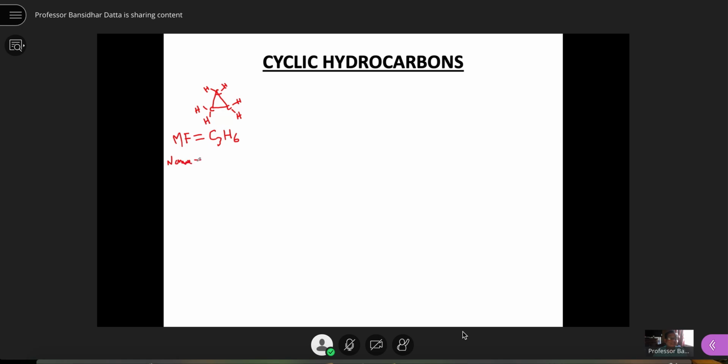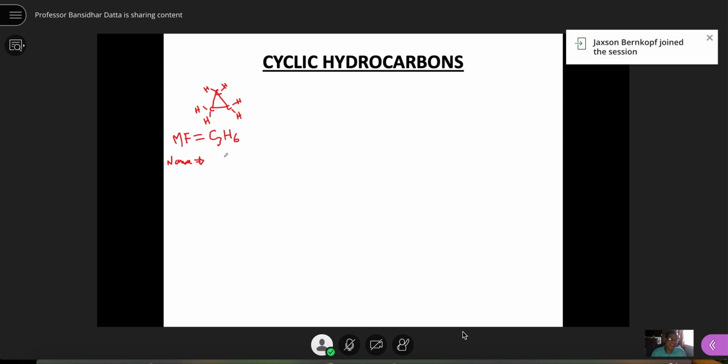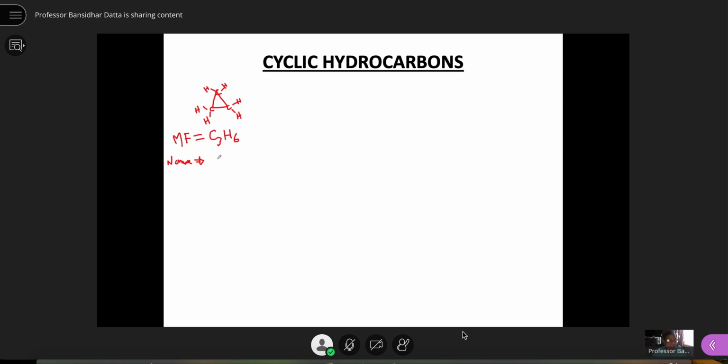Very close. But remember, propane is CH3, CH2, CH3, the linear one. This is a cyclic molecule. So how do you do that? You're right, one part is right. You have to add something in the front. Cyclopropane. Yeah, this is propane because carbon number 3, and it's cyclo, so cyclopropane.